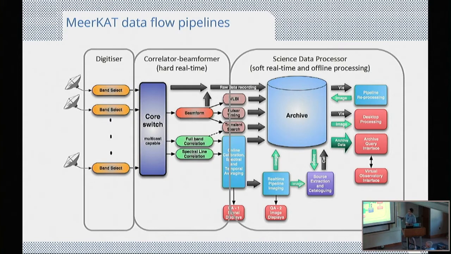But this has allowed us to sort of split the system into three parts. And these are three different teams within the organization. There's the digitizer team, and that's essentially sort of RF conditioning and the analog to digital conversion. And then there's my team, the correlator beamformer team, the DSP team, and then there's the SDP science data processing team.